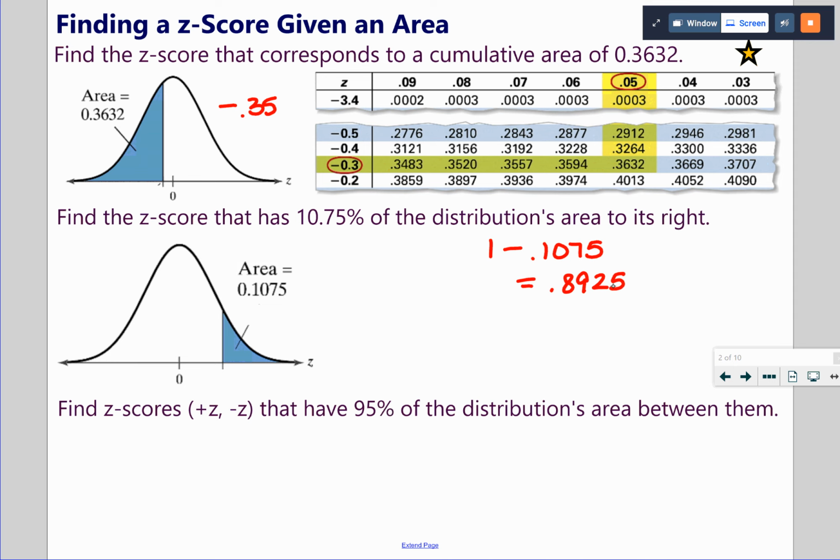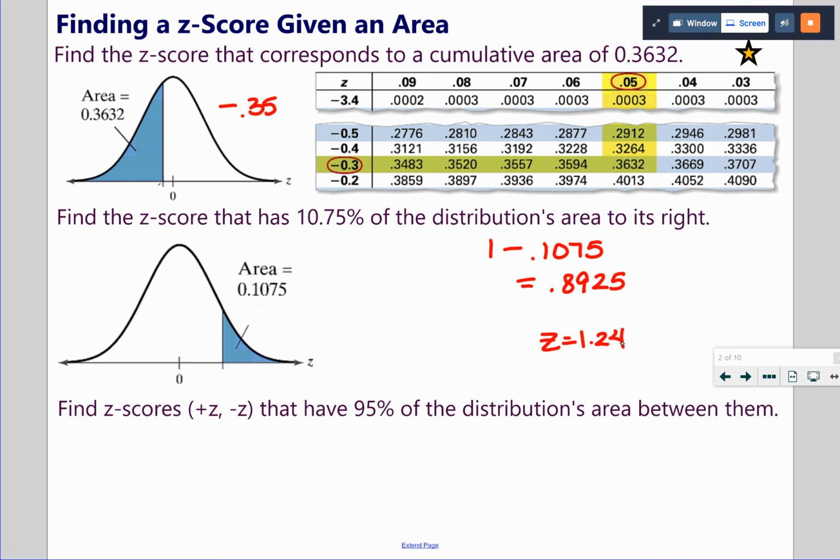Now that's a bigger number than 0.5, so I'm going to look at the positive side of my z-score chart. And I'm going to look in the middle for 0.8925. Double check me on these. My eyes are old, older than yours. 1.24 it looks like is my z-score.